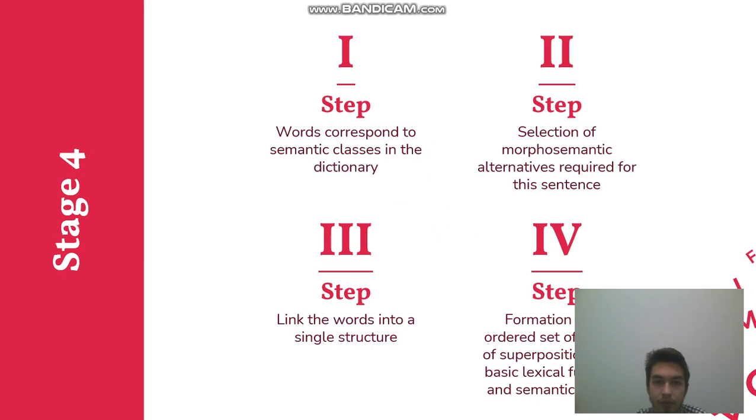The fourth stage. The first step of it is relating words to the semantic classes in the dictionary. The second step is selection of the alternative required for this sentence. The third step is linking words into a single structure. The fourth step is formation of the addressed set of records in sequential form, basic lexical functions, and semantic classes.